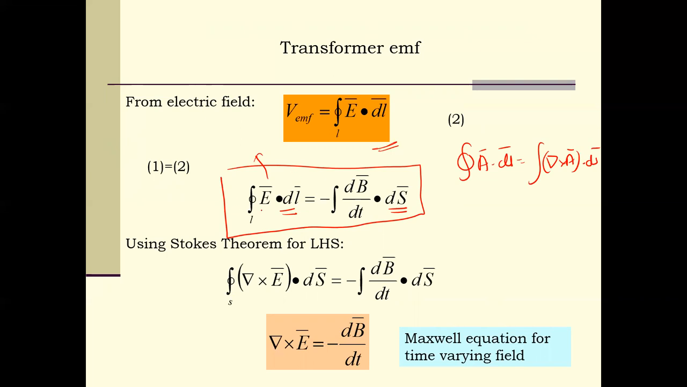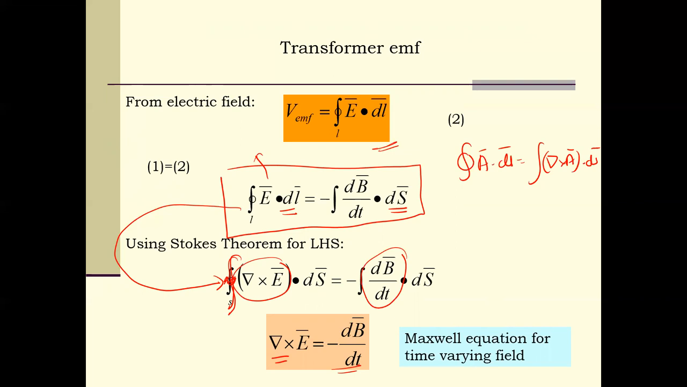And as such, for the left-hand side, the equation will be written as this. We're going to have the integration of curl of E dot dS shall be equal to negative dB over dt dot dS. I'm afraid there should be no closed surface integration here, just a normal surface integration. If we compare these terms and these terms, you're going to have the curl of E equals negative dB over dt.